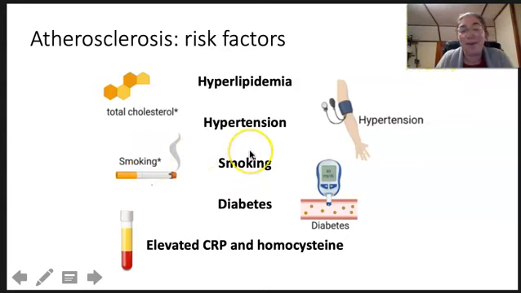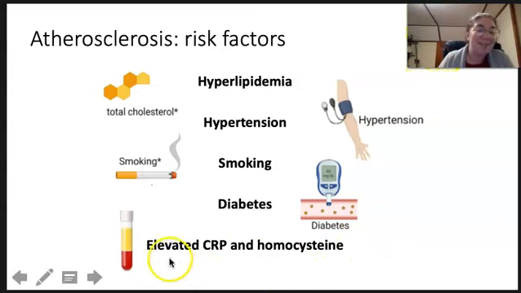Smoking. Smoking can also serve to damage blood vessels. Diabetes, and really unregulated diabetes, so that involves high sugar concentration in the blood, which again messes with fluid balance and fluid regulation in the blood, which can increase blood pressure and damage the arteries.